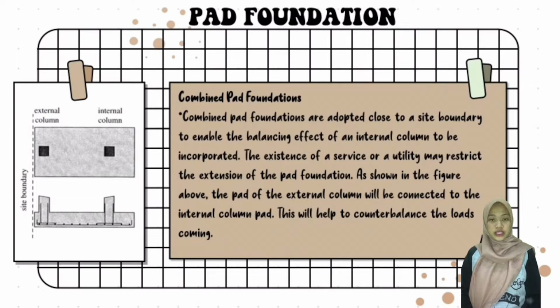Combined pad foundations. Combined pad foundations are adopted close to a side boundary to enable the balancing effect of an internal column to be incorporated. The existence of a service or a utility may restrict the extension of the pad foundations. As shown in the figure above, the pad of the external column will be connected to the internal column pad. This will help to counterbalance the load coming.